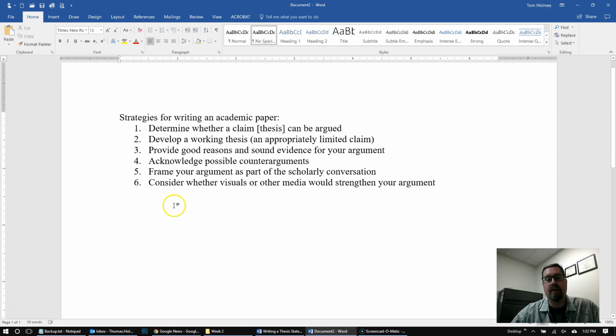Some of the things they said you need to do are to determine whether a claim or a thesis can be argued, develop a working thesis, an appropriately limited claim, so you don't want to be too big or too small, provide good reasons and sound evidence for your argument, acknowledge possible counter-arguments, frame your argument as part of the scholarly conversation, consider whether visuals or media would strengthen your argument. So you won't need to worry about these for your rhetorical analysis paper.